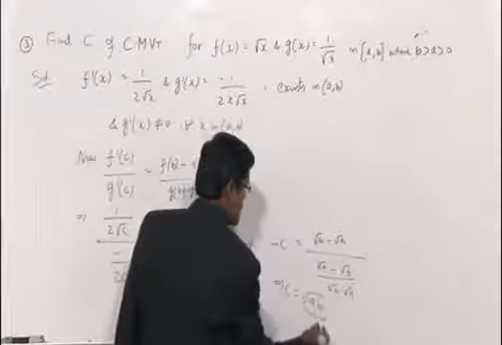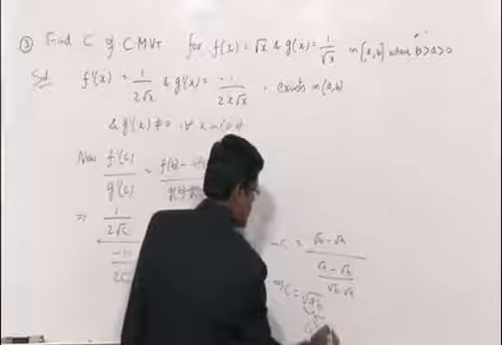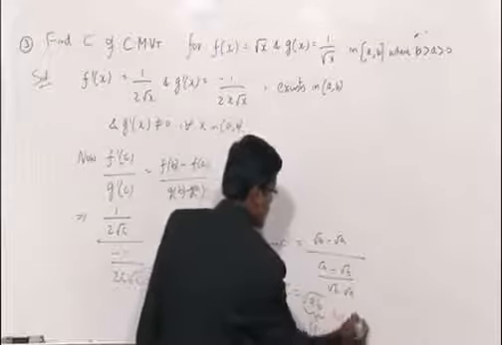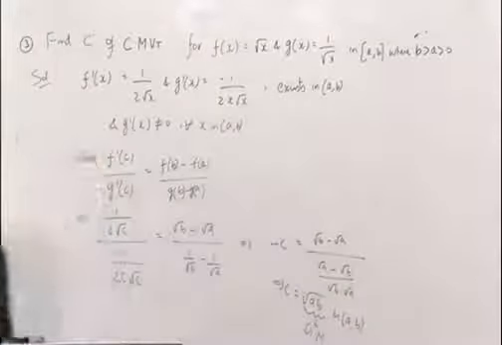What is root of ab? I have given already, it is the GM, the geometric mean, which always lies between a and b, that is in the open interval (a, b).